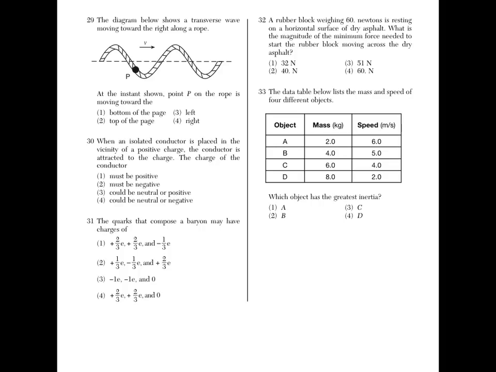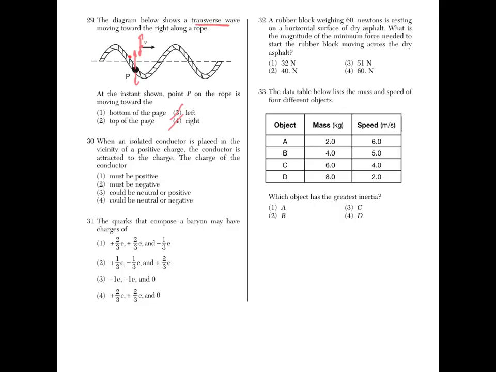Alright, number 29 is tricky. And we start with a transverse wave traveling along a rope. The wave is moving to the right, and the fact that it's transverse means the particle is only going to vibrate perpendicular. That means up and down. The particle can only go up or down. So 3 and 4 are not the correct choices.